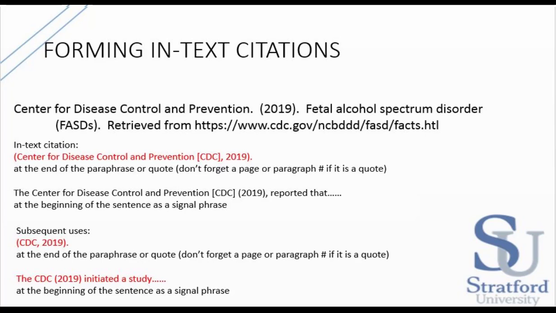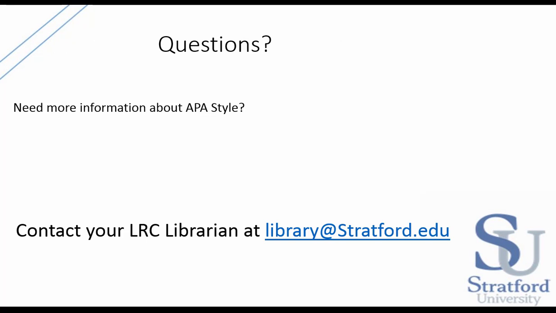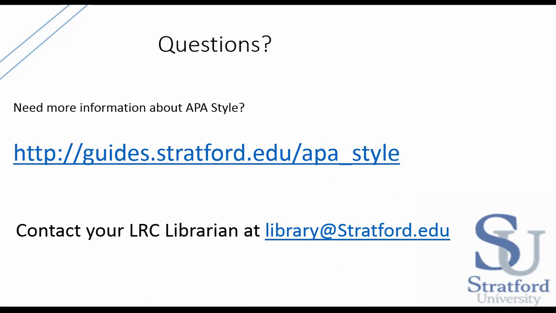You can see that for the first one, we've put Centers for Disease Control, CDC, in brackets, and then 2019. And in subsequent uses, we just put CDC. Shortening it and letting us know with the brackets allows you to have a more abbreviated in-text citation. In-text citations for pictures and figures and graphs vary. Again, please check the APA Citation Guide or contact your librarian for more information.